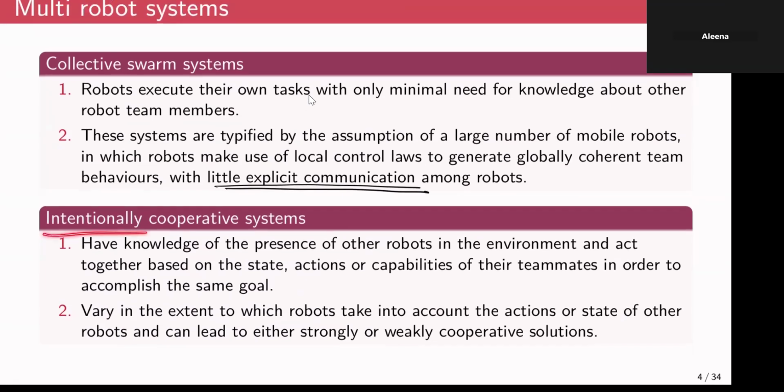And moving on to intentionally cooperative systems, they have knowledge of the presence of other robots in the environment and act together based on the state, action, or capabilities of their teammates in order to accomplish the same goal. So each and every robot is actually aware of the capability of various members within its own system. If a collective task is to maybe pick an object and place it somewhere else, for that to happen, the robots will have to collaborate based on their capabilities, their mechanical architecture, their sensors, actuators, all such things.